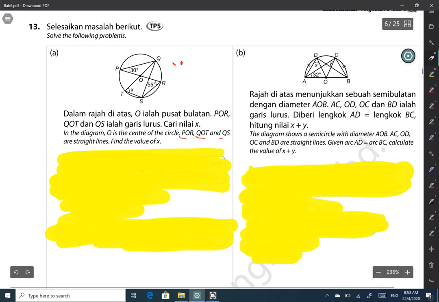This is 90 degree. Okay, this is 90 degree. This is 90 degree. This is 55.